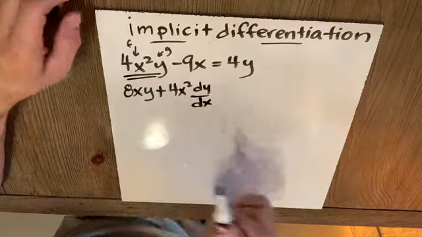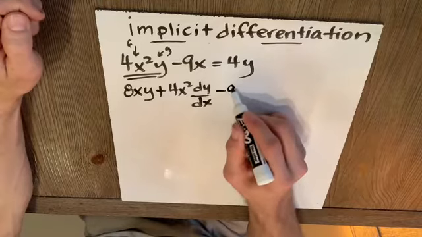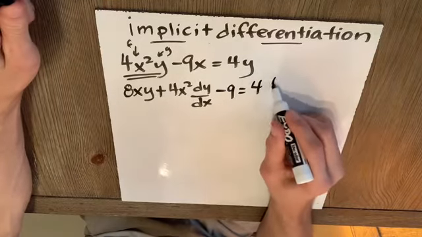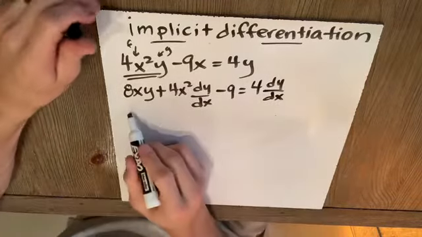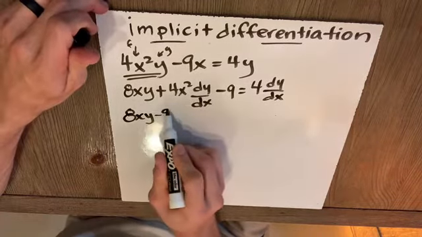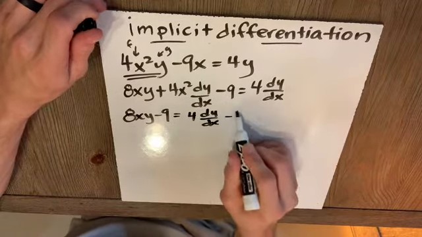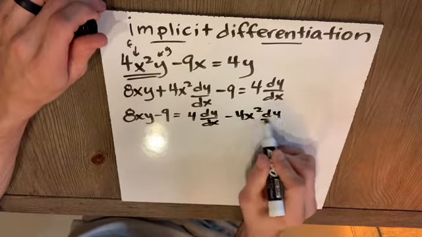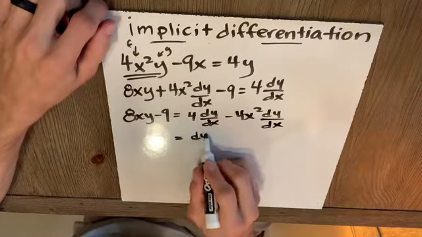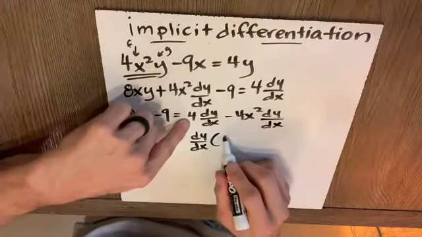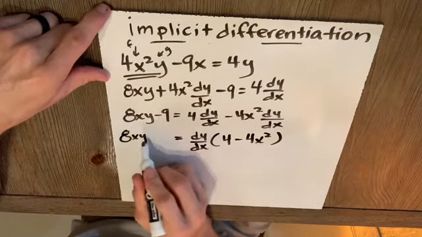That is this expanded, finding the derivative implicitly with the product rule. Minus 9 is equal to 4, derivative of y is dy/dx. Now, I've got to get these two guys together, so I'll leave this 8xy minus 9 is equal to 4 dy/dx minus 4x squared dy/dx. I'm going to factor out my dy/dx. What's left over is 4 minus 4x squared. And here I still get 8xy minus 9.